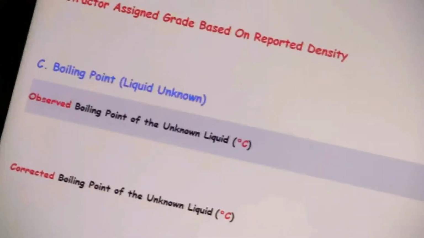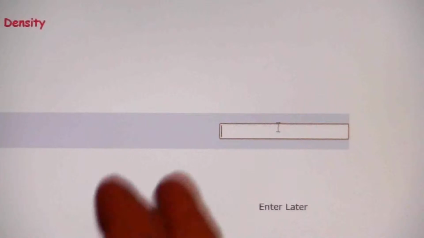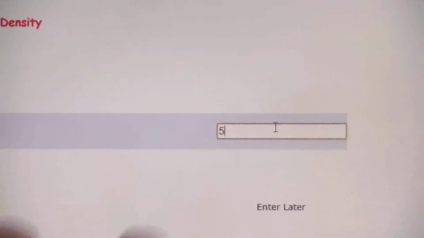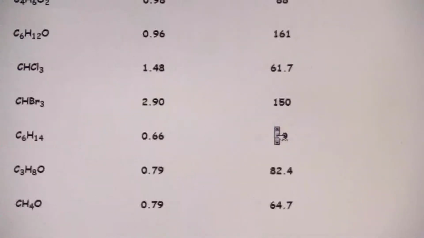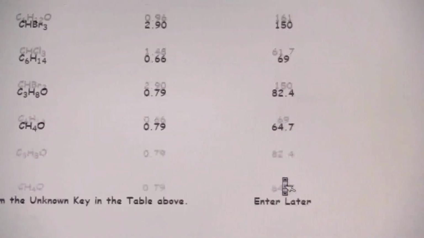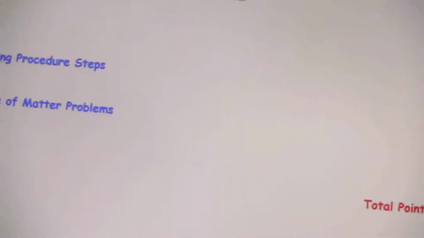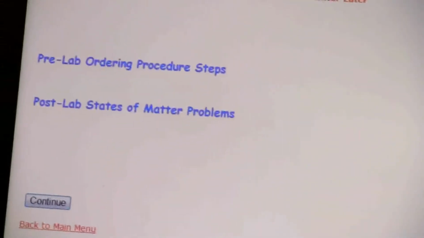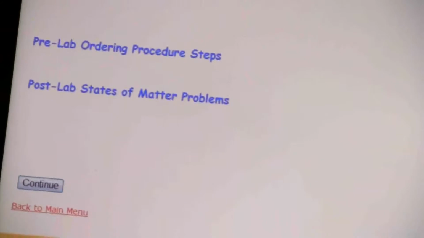Okay, and finally we have the observed boiling point for the unknown liquid. Let's say it came to 59.5 degrees. Okay, so the rest of this is just the table here that we'll use, some other enter later stuff. And then all the way down at the bottom, you'll notice there is a button there that says continue.